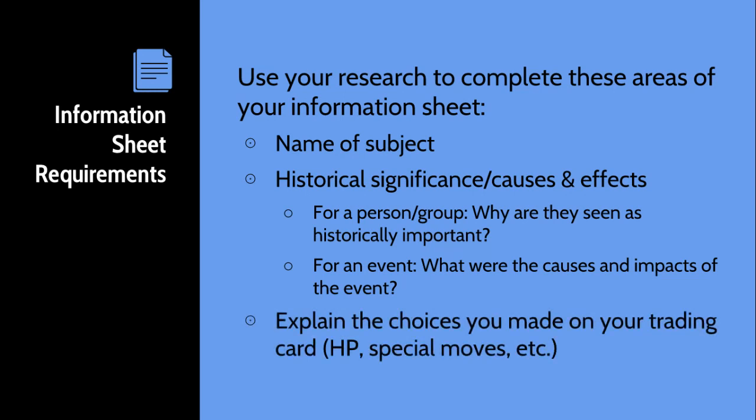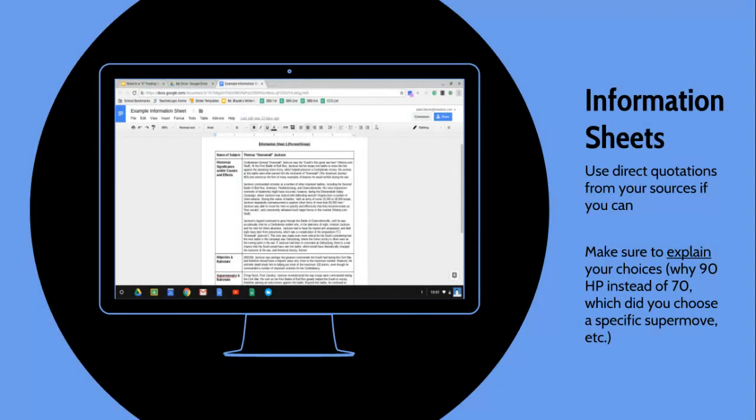And then when you're designing your trading cards, much like typical trading cards, you're going to assign your subjects hit points. This is kind of like a strength number. You're going to give them special moves, just like cards in other trading card games would have special moves. And you want to make sure to explain these choices. Don't just write them down and not give any other information.